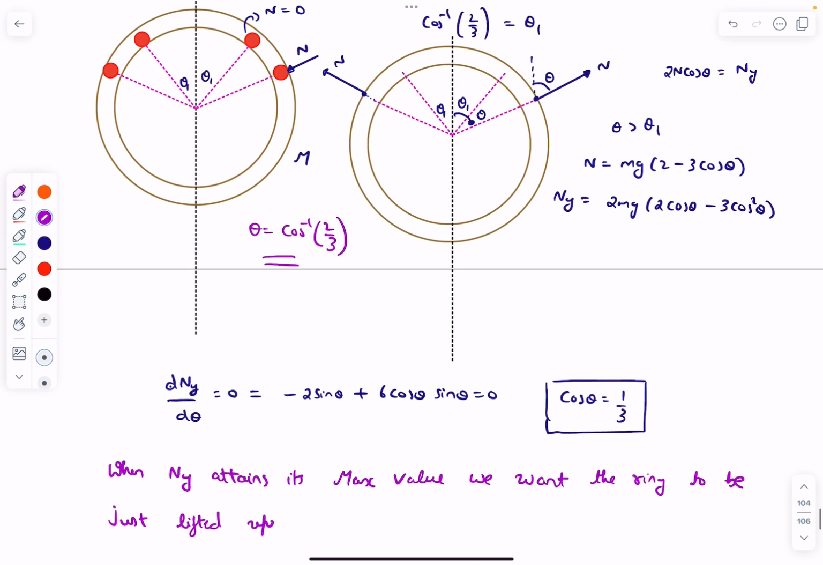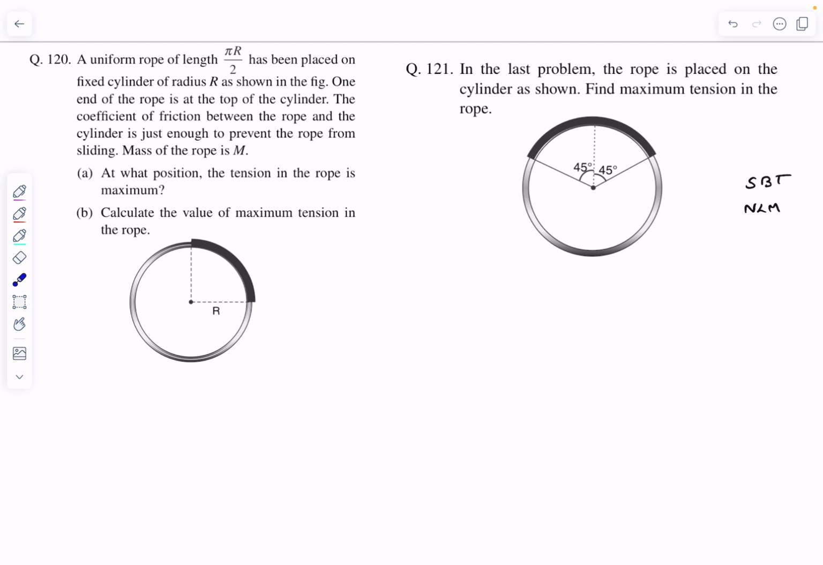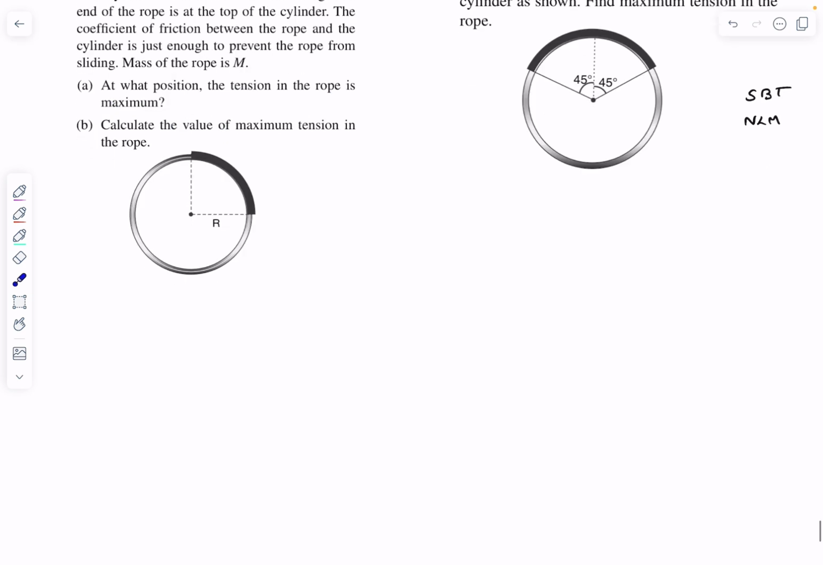Now let's move on to the next one. So this is the next question. We have a uniform rope whose length is pi r by 2, so it occupies 90 degrees, a quarter circle basically. It has been placed on a fixed cylinder of radius r as shown in the figure. One end of the rope is at the top of the cylinder, and the coefficient of friction between the rope and the cylinder is just enough to prevent the rope from sliding. Mass of the rope is given to be capital M. At what point is the tension in the rope maximum?